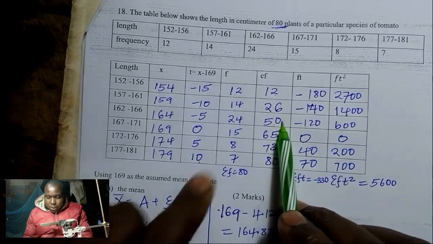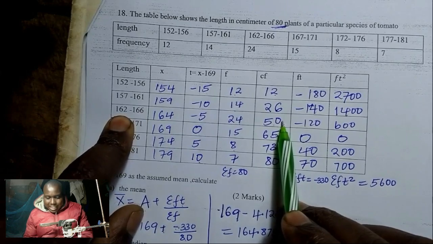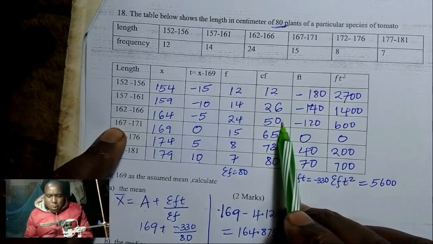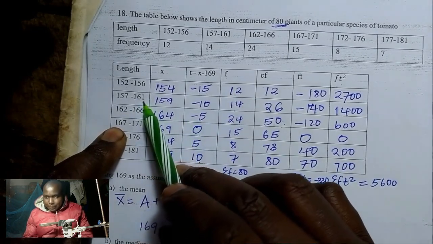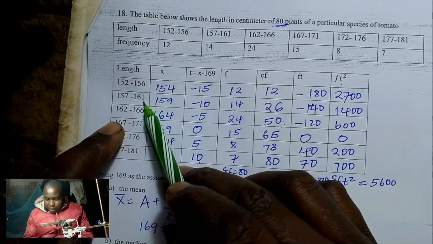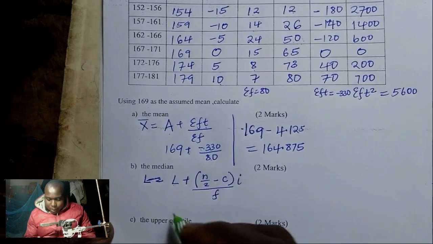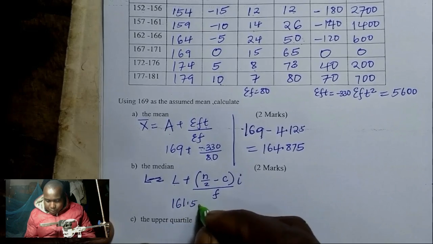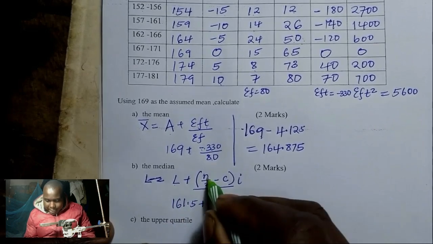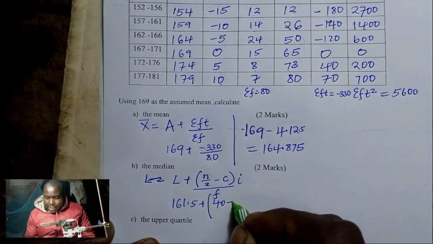So it is here. Our median class is 162 to 169, 166. Then the lower limit in this median class is 161, right? Minus 0.5, 161.5. So that's the lower limit. So that's L. Our L is 161.5 plus, you open bracket, N is 80, 80 divided by 2 is 40, minus C.